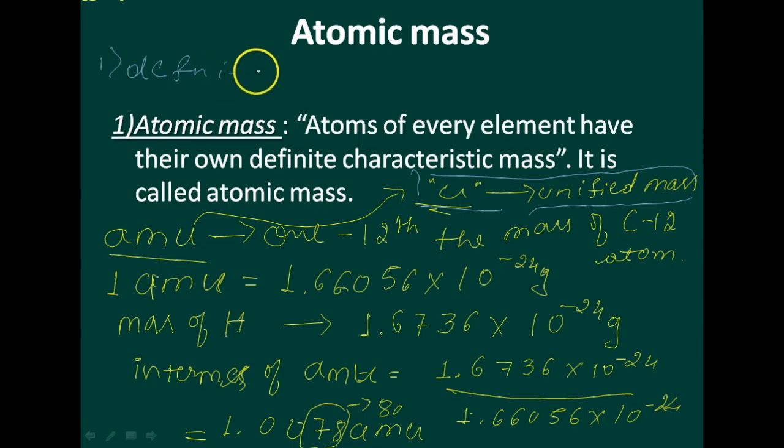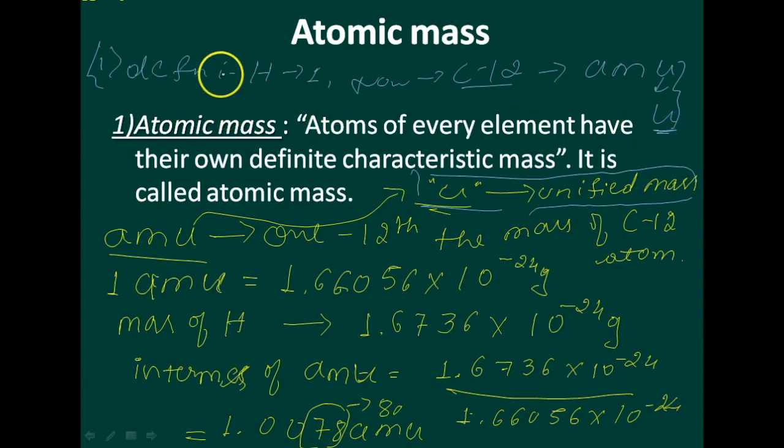In the earlier system, the mass of hydrogen was taken as 1. Nowadays we use the carbon-12 isotope as a reference, and by using this we calculate AMU. So AMU is defined as u. This is the whole summary of atomic mass. Please note it down. This is important, so that whenever they ask about atomic mass you can explain all this.